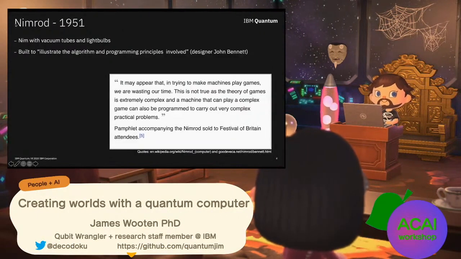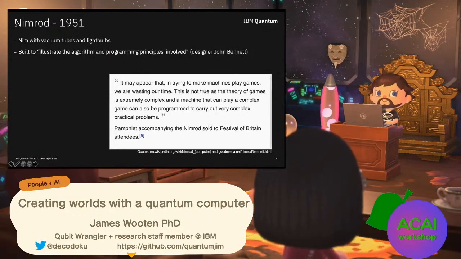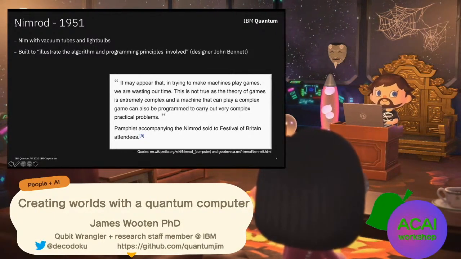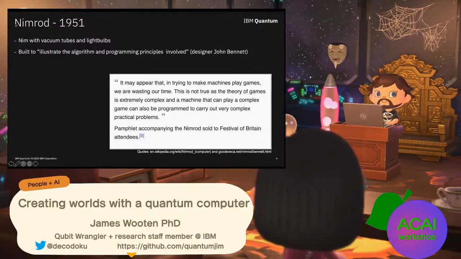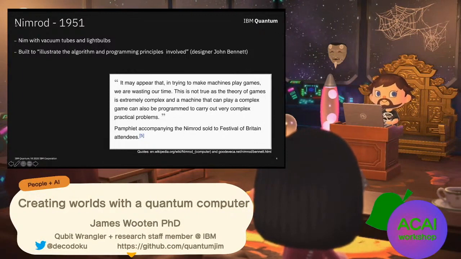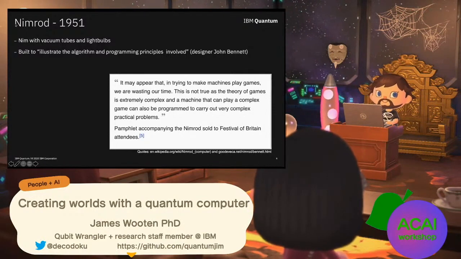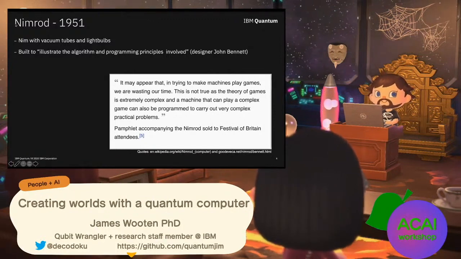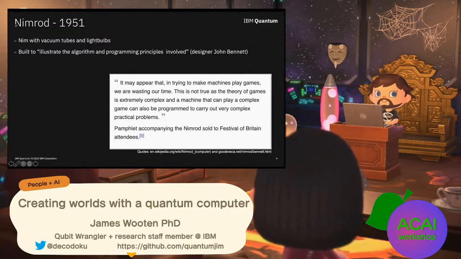And then in 1951, there was a similar thing, but this was NIM with vacuum tubes and light bulbs, so a different game. But part of the idea behind this was to illustrate the algorithm and programming principles involved. So there was an educational aspect here. People were looking into using games as a way of educating people about computers. Because at this time, I think that computing in general was probably seen as strange and arcane as quantum computing is now. So to ground it a little bit, make it more accessible and more relatable, they made a game and then explained how that game worked.